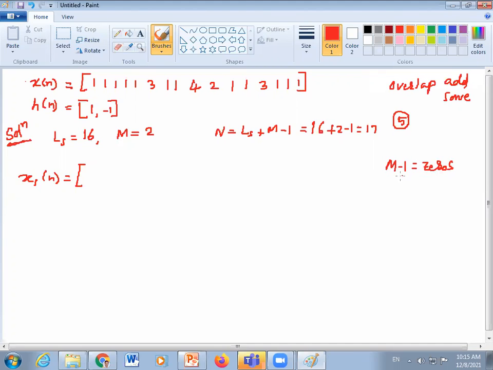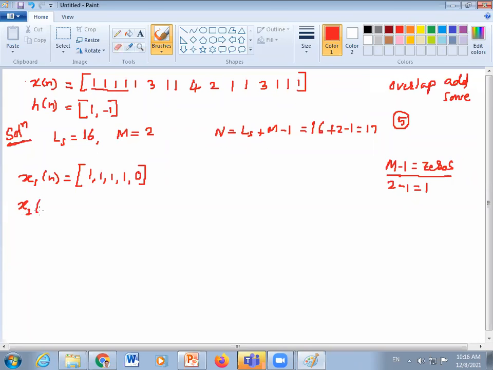Right? So here, m minus 1 zeros, how many zeros are there? What is the value of m? The value of m is 2, right? We have m equals 2, minus 1 is equal to 1. So at the end of each block we need to add 1 zero. So I will take these 4 samples, 1 1 1 1, and 0. This is my first block formation.